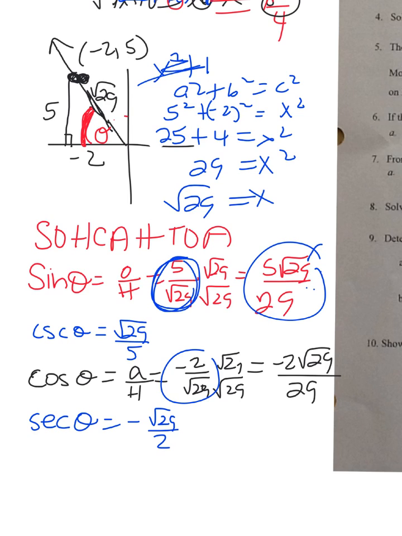All right, now tan theta. Tan is opposite over adjacent. So opposite would be 5 over -2. So it's just -5/2. And then cotangent would be the flip of that, which would be -2 over 5. All right, and let's take a look at number 7.